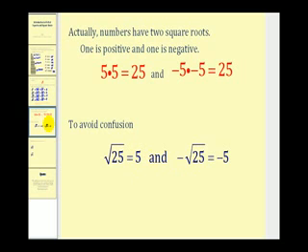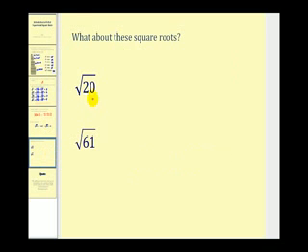Now let's go and take a look at two more square roots. If we take a look at the square root of 20, there isn't a whole number times itself that would give us 20. So square roots only simplify nicely when this number under here, called the radicand, is a perfect square. The closest perfect square that is less than 20 would be 16. And the closest perfect square that is greater than 20 would be 25. And since the square root of 16 is equal to 4, and the square root of 25 is equal to 5, the square root of 20 must fall somewhere between 4 and 5.